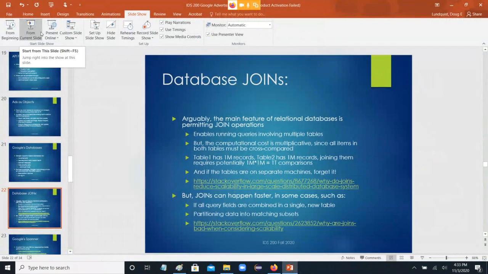It's kind of a technical thing, but the problem is database joins are necessary to compare data from multiple tables, but doing that is potentially a very data intensive operation that can happen really slowly. It can take a long time.